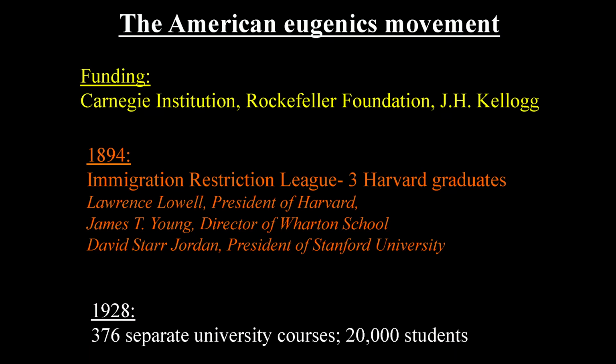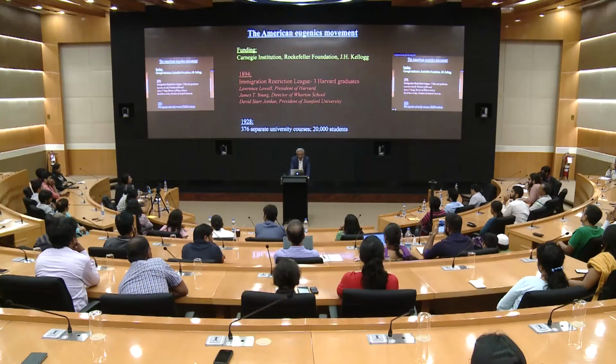In 1894, there was a so-called Immigration Restriction League set up. Look at the people who were in this league. It was actually set up by 3 students from Harvard University. There was the president of Harvard, there was the director of the Wharton School that you know of, I'm sure, and the president of Stanford University. So it was this caliber of people who were intellectually behind the idea of immigration restriction, which was very heavy and predominant in America for a very long time, and perhaps may become so again, we shall know in November.